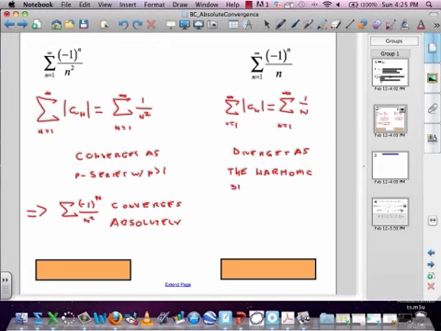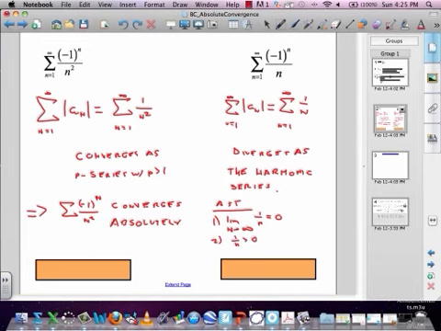So let's quickly go through the alternating series test, AST, on my original series. All right, so number one, does the limit as n goes to infinity of 1 over n equal 0? Yes, it does. Number two, is 1 over n always going to be a positive number?